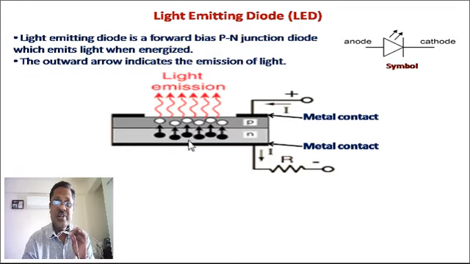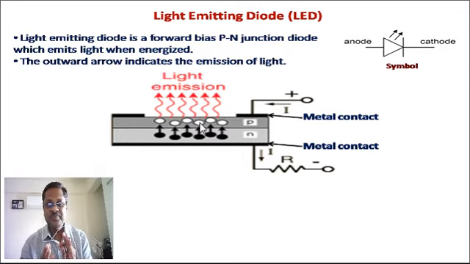Now the electrons in n-type semiconducting material are at higher energy levels, and holes in p-type semiconducting material are at lower energy levels. Therefore, there is a difference in energy levels, and this difference in energy levels is given up in the form of heat and light.